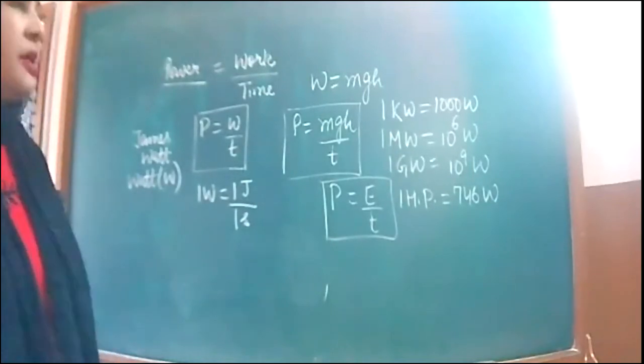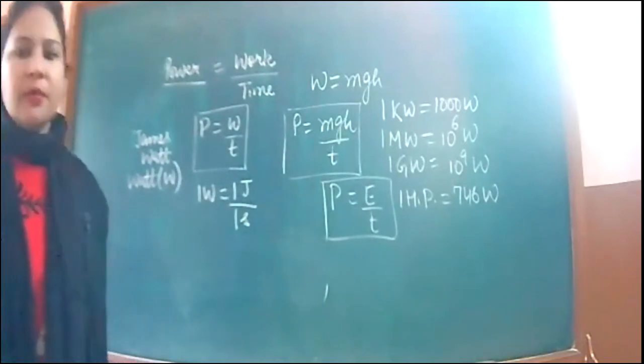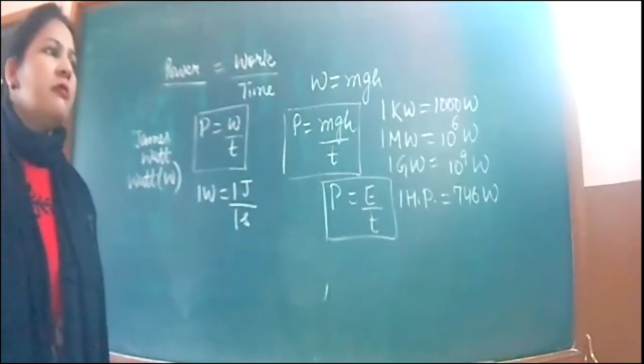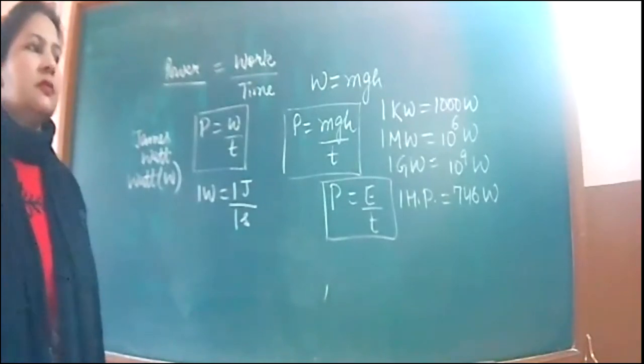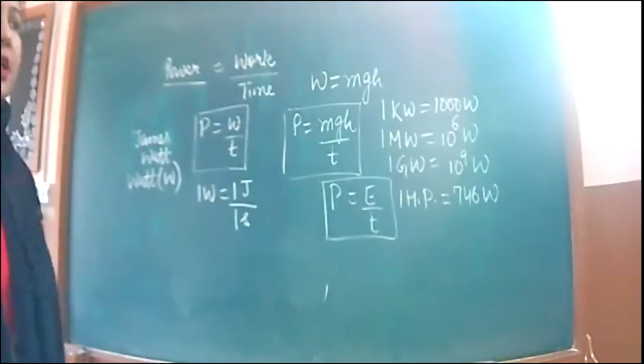So all these are bigger units than what? Kilowatt means 1000 watt, megawatt means 10 raised to power 6 watt, gigawatt means 10 raised to power 9 watt, horsepower means 746 watt. Are the units of power clear to you?